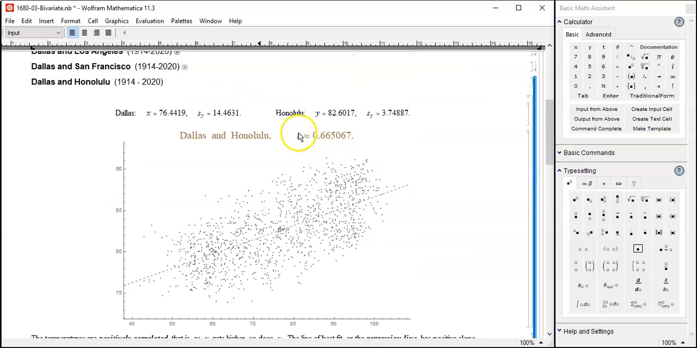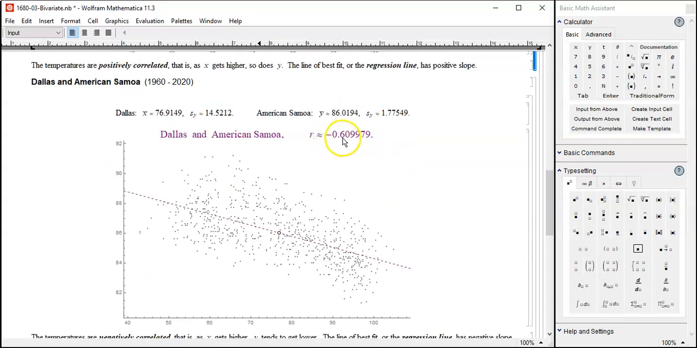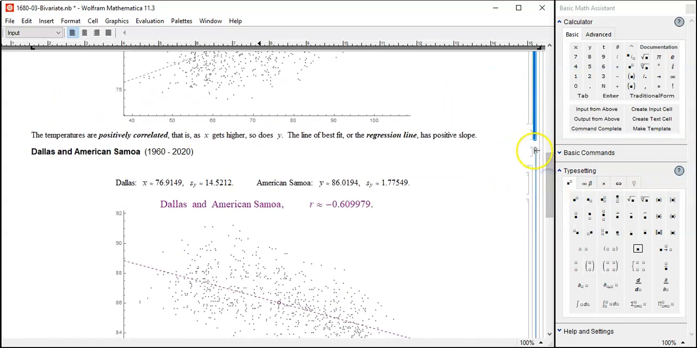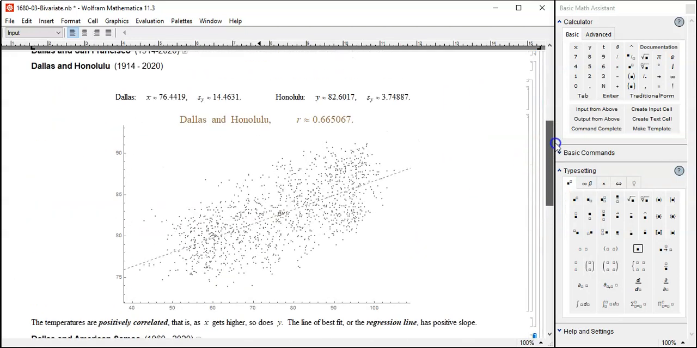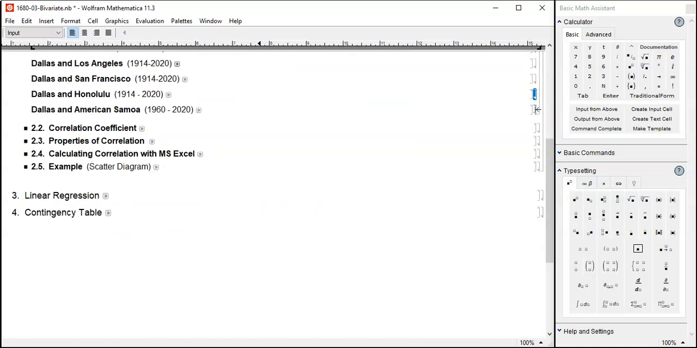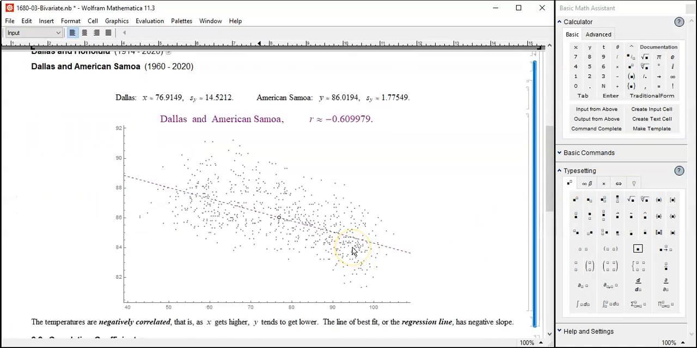And looking at the R value, 0.66 something, negative 0.61 something, pretty close to each other, except for the sign. So no surprise there either. So in this case, you have negative correlation. The temperatures are negatively correlated. As x gets higher, y tends to get lower. The line of best fit, or the regression line, is going down. It has negative slope.